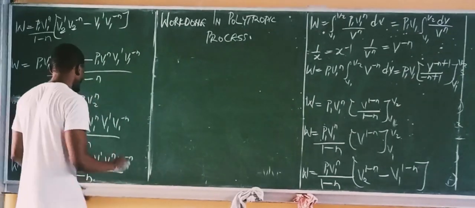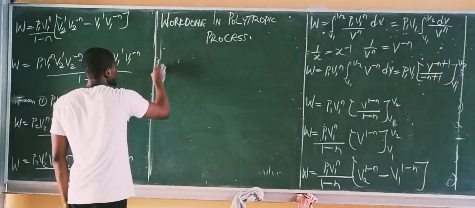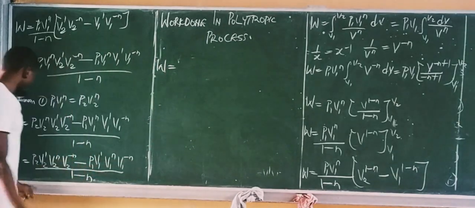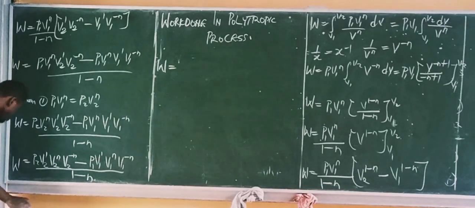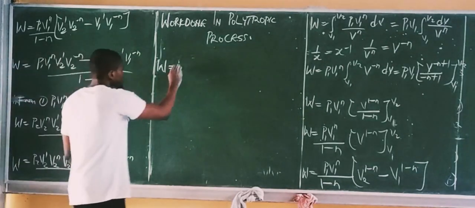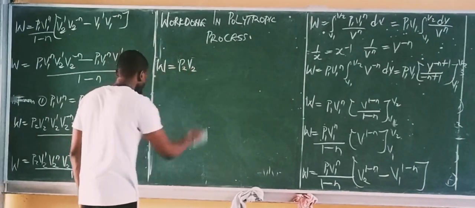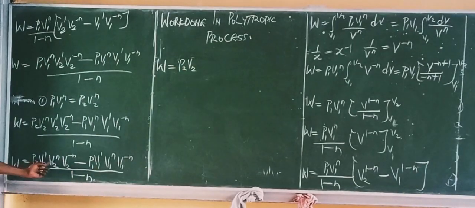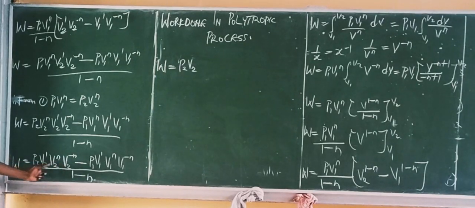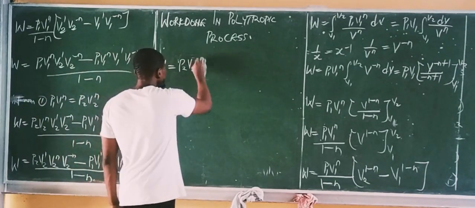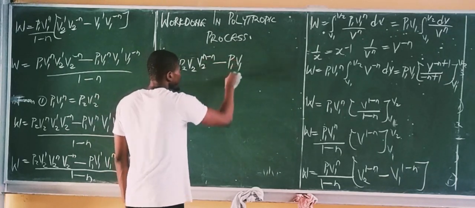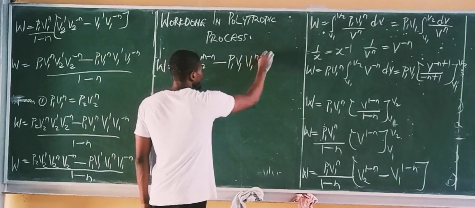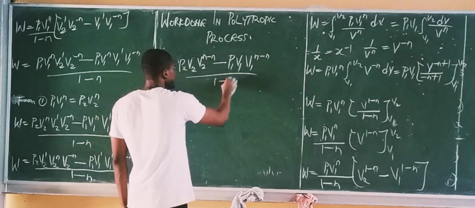Okay, so you're simply going to have that work done is now equal to, of course, v to the power of 1 is the same as v. So this will give us p2 v2. Then, from the law of indices as well, two numbers having the same base, pick one of the base and add their powers. So I pick one of the v2 and then I add the powers. So I have v2 to the power of n minus n, minus p1 v1 to the power of n minus n, all over 1 minus n.